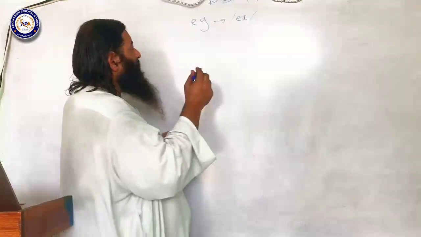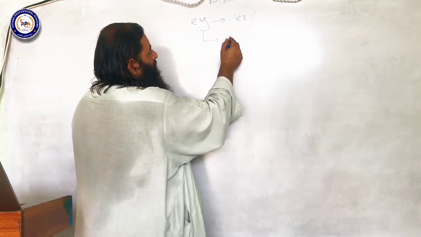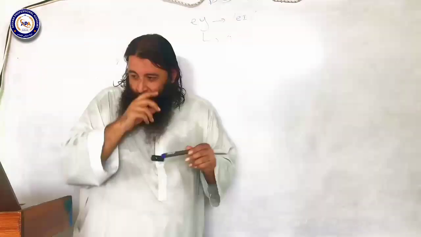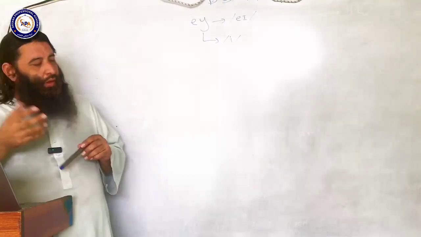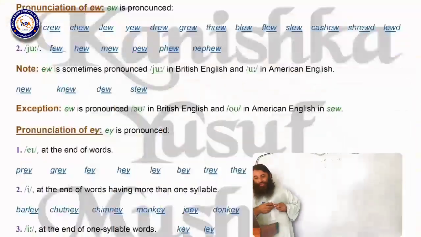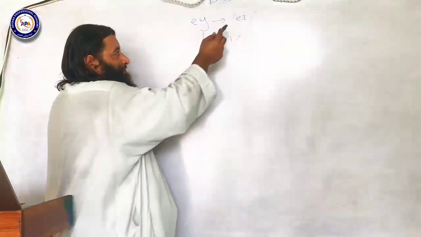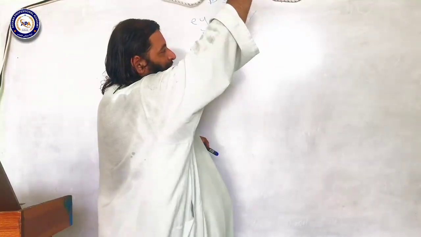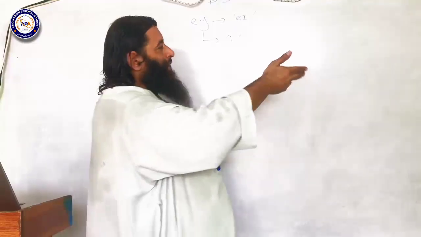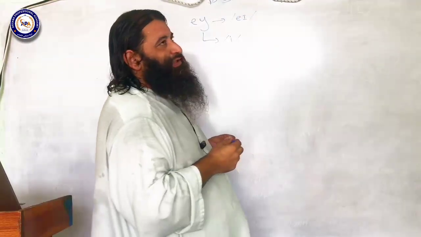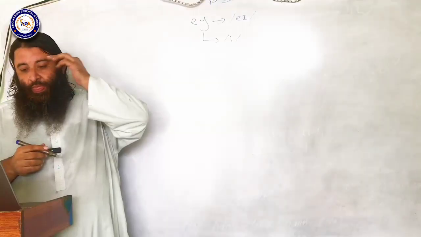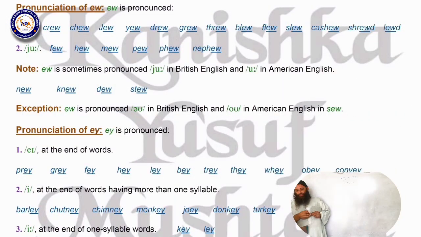And the second sound given by EY is E, the short front vowel E, equivalent to Landaye in Pashto. And this sound is given by EY again at the end of words, but this time words which are more than one syllable. The first sound A can be given at the end of one syllable words or more than one syllable words. But the E sound only at the end of words having more than one syllable. Like barley, chutney, chimney, monkey, jockey, donkey, turkey, etc.